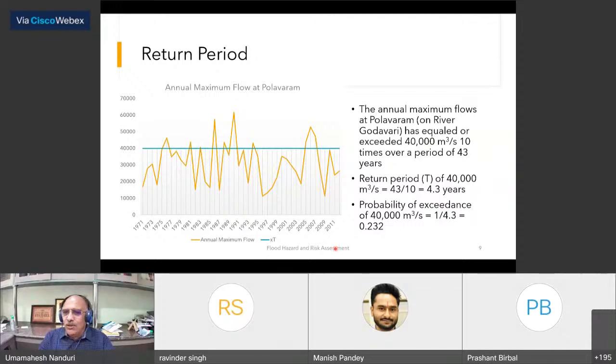But please note that 43 years of data is not large enough to actually say this. So this is only an empirical method for estimating return period. I'll talk about the analytical method for estimating return period, where you use the concept of probability distribution. So I can say the probability of exceedance of this 40,000 metric cube per second, that is, the probability that in a particular year this flood of 40,000 will be exceeded, is 1 by 4.3, about 0.23.